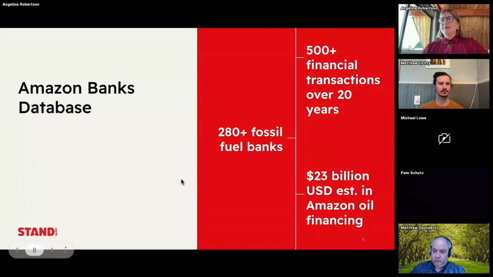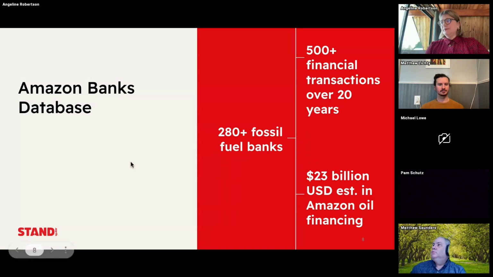As I said, the Amazon Banks database I referred to already is our online public database. It includes over 280 fossil fuel banks. It covers over 500 financial transactions over the last 2 decades, and it identifies over 23 billion US in Amazon oil financing that has gone specifically to oil and gas infrastructure and projects that have had adverse impacts on the ground.